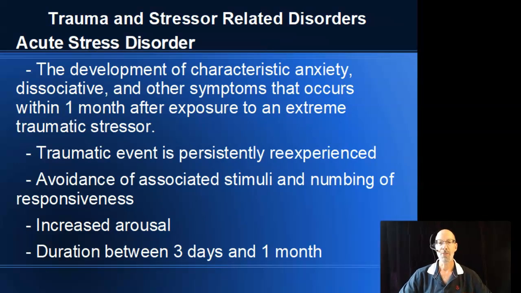Acute stress disorder. PTSD has a minimum 1 month duration. What do you do when it's only been 2.5 weeks? Acute stress disorder: the development of characteristic anxiety, dissociative, and other symptoms that occur within 1 month after exposure to an extreme traumatic stressor. The traumatic event is persistently re-experienced, with avoidance of associated stimuli and numbing of responsiveness, and increased arousal. Duration is between 3 days and 1 month.